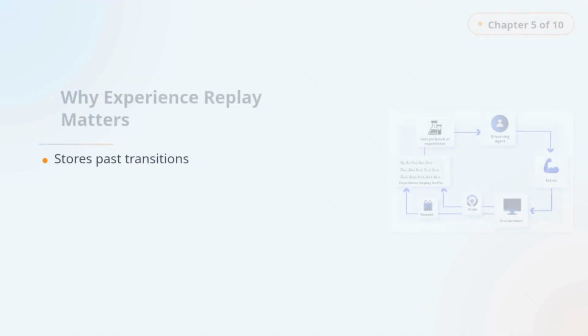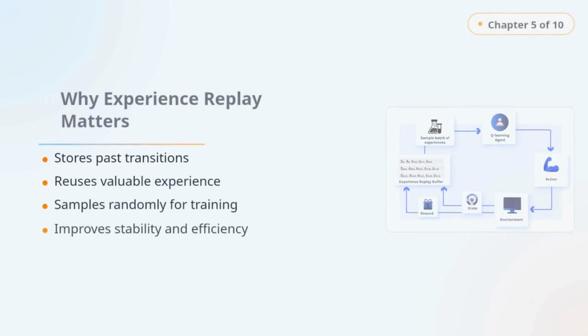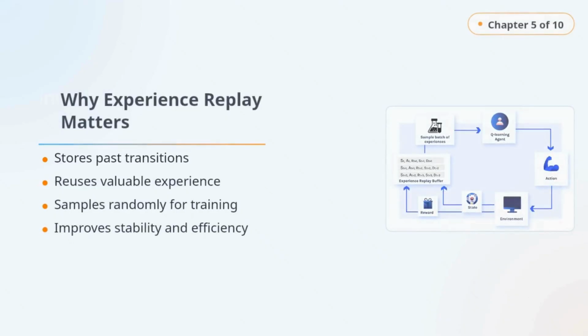A very important part of this setup is the experience replay buffer. Instead of learning only from the latest move, the agent stores many past transitions and reuses them. Each transition contains the current state, the action taken, the reward received, the next state, and whether the episode is done. During training, random samples are drawn from this memory. This breaks up correlations between consecutive steps and makes learning more stable. It also improves sample efficiency, which means the agent can learn more from the same amount of gameplay.